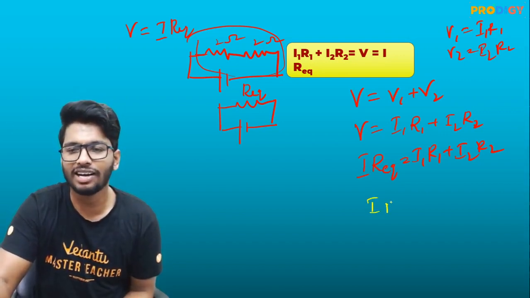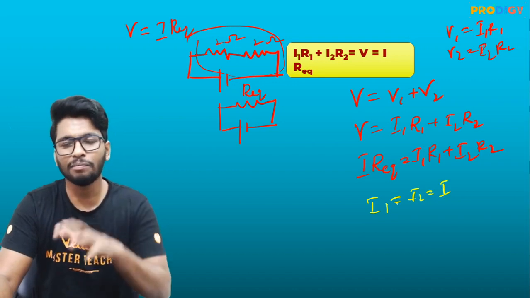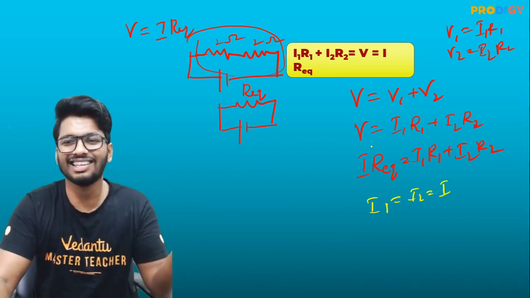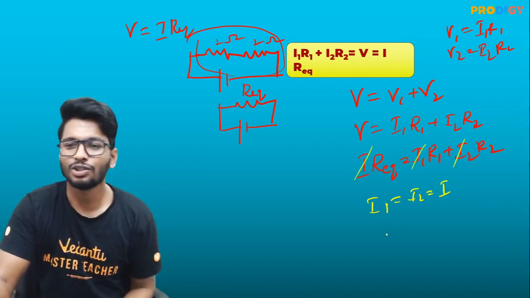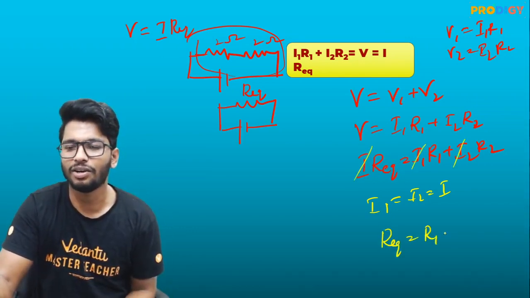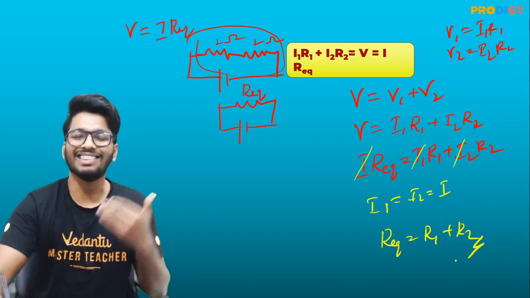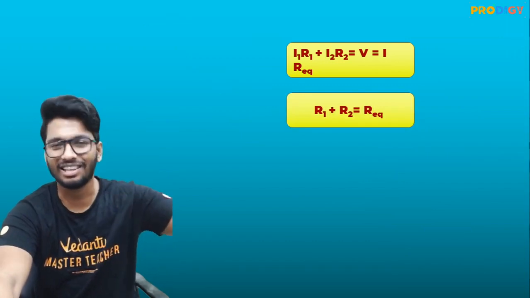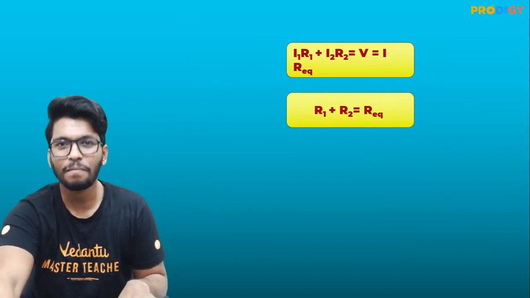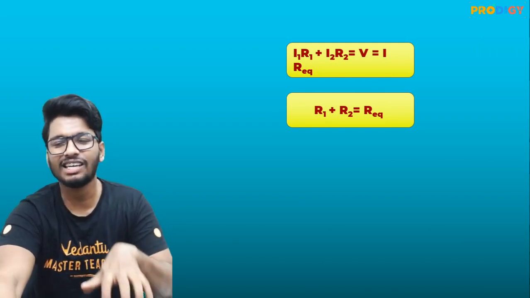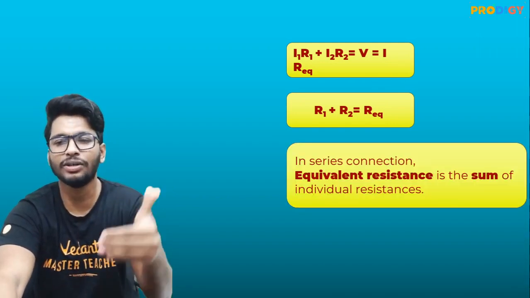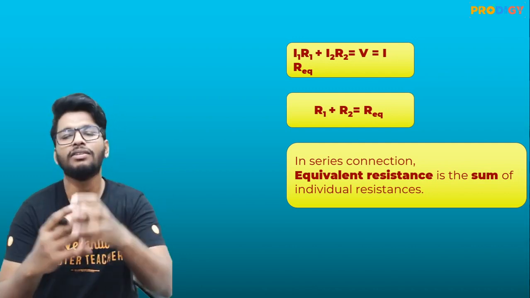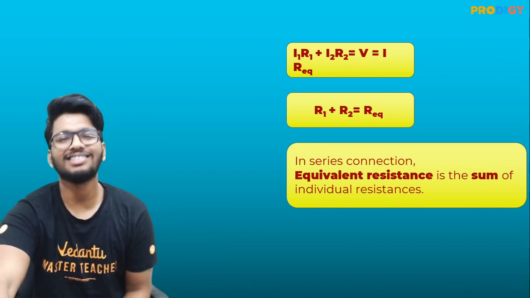So yeah, now we know that I1 is equal to I2 is equal to I. So in place of I1 and I2, I can write it as I. So what will I get? We can just cancel it all out, right? Because it's all the same. So what will I get? R equivalent is equal to R1 plus R2. And this, my friends, is the formula for resistance in series. In other words, in series connection, the equivalent resistance is equal to the sum of individual resistance. So whatever resistors you have, if you add them up, that will give you the equivalent resistance in series connection.